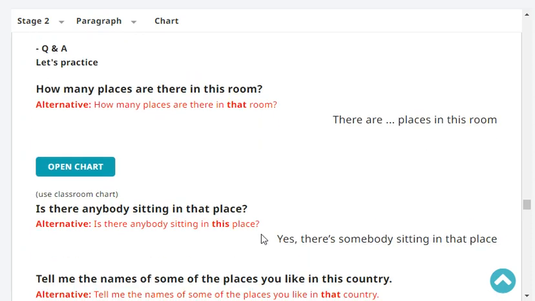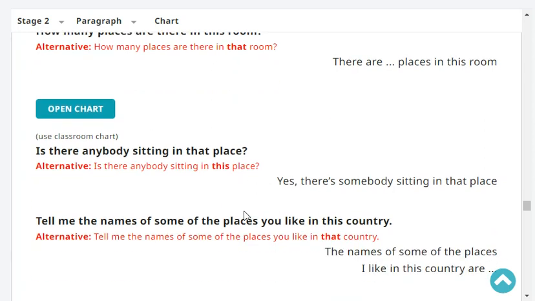Okay, so let's practice. How many places are there in this room? There are three places in that room. Is there anybody sitting in that place? Yes, somebody is sitting in that place.